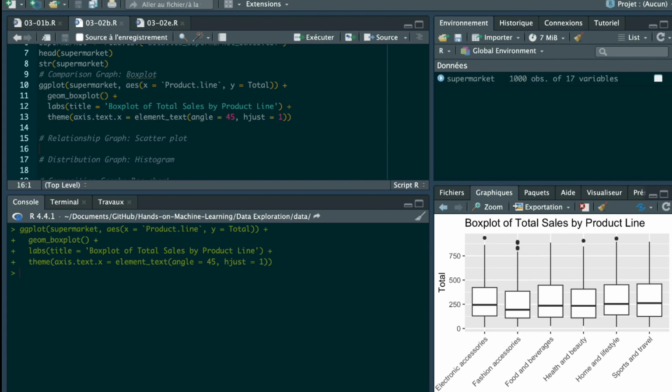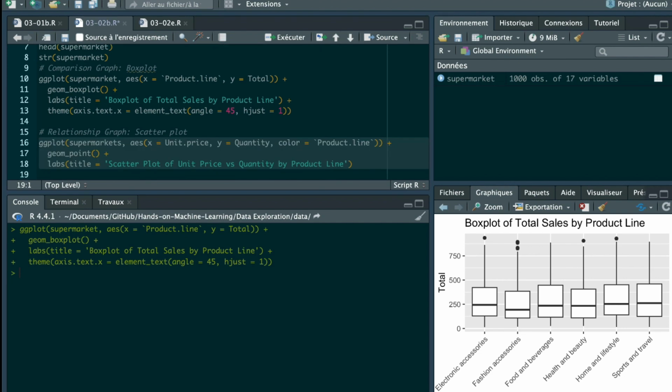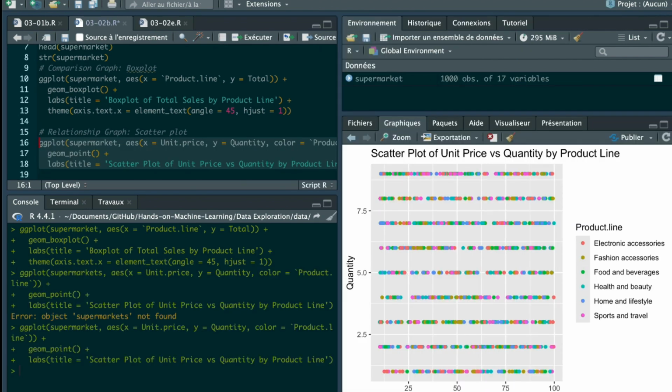Next up is the scatter plot. This graph is great for exploring the relationship between two variables. We'll plot unit price against quantity and color the points by product line to see if any interesting patterns emerge. Let's go ahead and run this. This scatter plot reveals any correlations between unit price and quantity sold across different product lines. It's an effective way to spot trends and outliers.